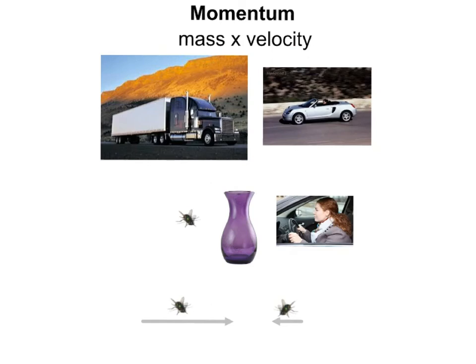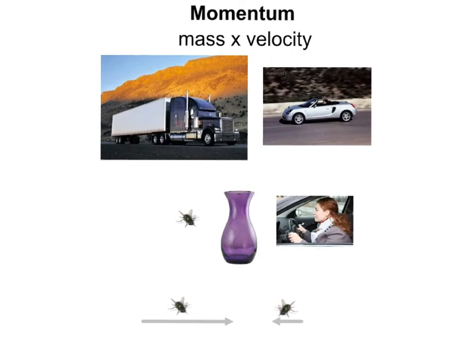Now let's take a look at momentum. And in science, when we talk about momentum, we are talking about a contribution of an object's mass and its velocity. And we'll look at that some more. It's mass times velocity is momentum.